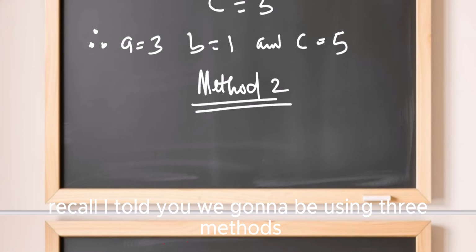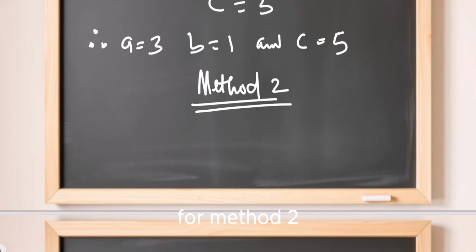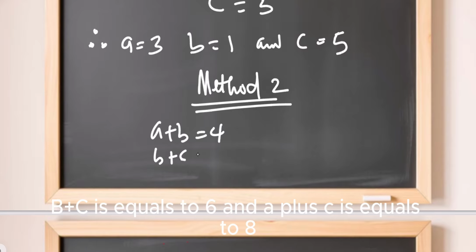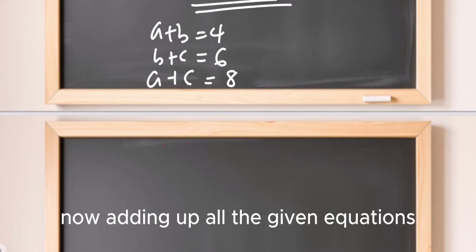Recall, I told you we're going to be using 3 methods, and the third one is the most important one. For method 2, here we have, from the question, let me write the question for follow-up. We have a plus b equals 4, b plus c equals 6, and a plus c equals 8. Now, adding up all the given equations.